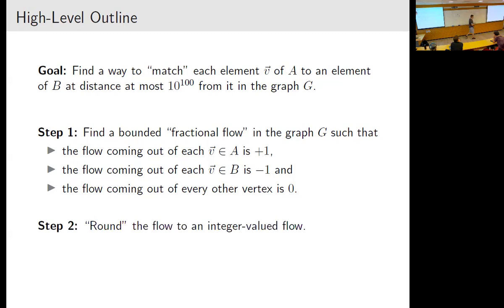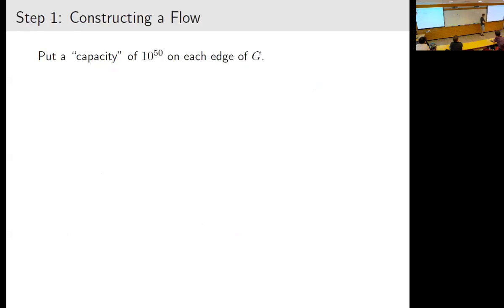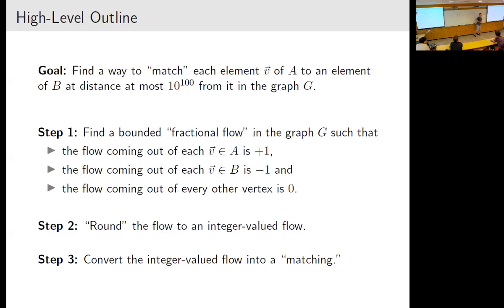So this is a fractional kind of solution. You then need to round it to an integer valued flow. And the third step is to convert that into a matching. All of these details are quite technical, and so maybe I won't go into them. When I say fractional, I mean that at each vertex, it's an integer value coming in or out, but the actual flow on each edge could be 1/2, 1/2, 0, 0, 0, or something like it. Yeah, it could be fractional in that sense.